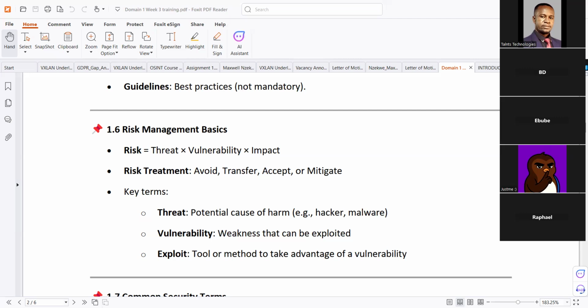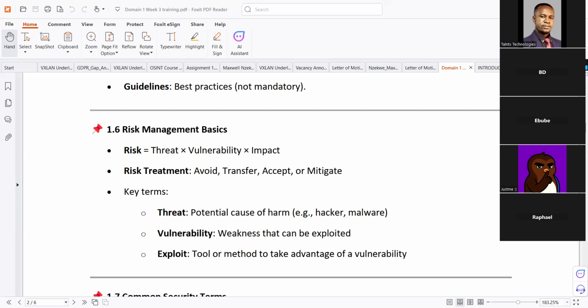So, risk equals, as you can see, threat and vulnerability plus impact. Threat, vulnerability, and what? Impact. That's risk. What is a threat? A threat is something that can cause harm.